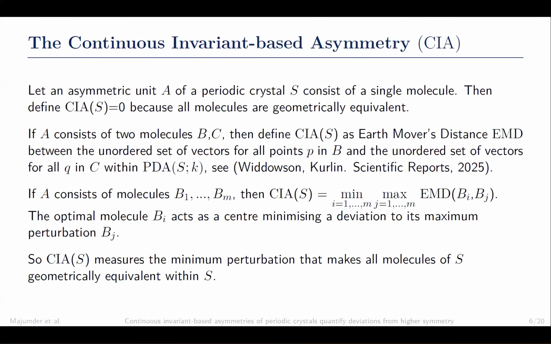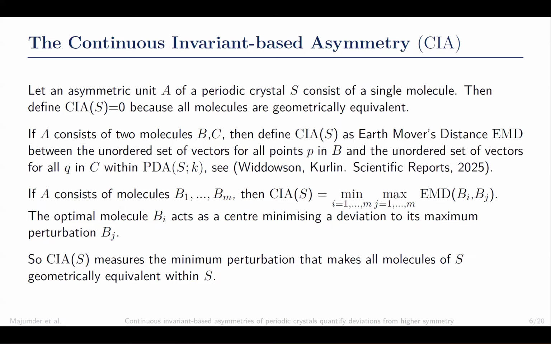Now I shall introduce the continuous invariant-based asymmetry. Let an asymmetric unit of a periodic crystal consist of a single molecule. Then we define the CIA of that crystal structure to be 0 because all molecules are geometrically equivalent. If the asymmetric unit consists of two molecules B and C, then we define CIA of that crystal structure as the earth mover's distance between the unordered set of vectors for all points P in B and the unordered set of vectors for all Q in C within their PDA.